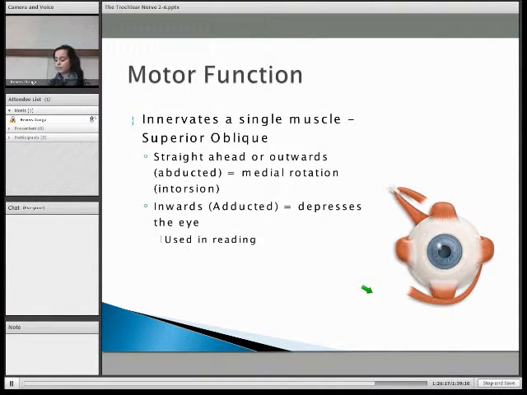So the trochlear nerve only has one function, and that is that it innervates the superior oblique muscle. This is a muscle of ocular motion. So when you're looking straight ahead or outwards, i.e. when your eye is abducted, it will cause medial rotation of the eye. But when you're looking inwards, so your eye is adducted, it will depress the eye, and this is one of the muscles used in reading for this reason.